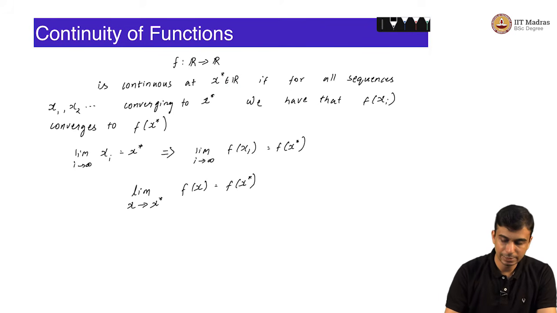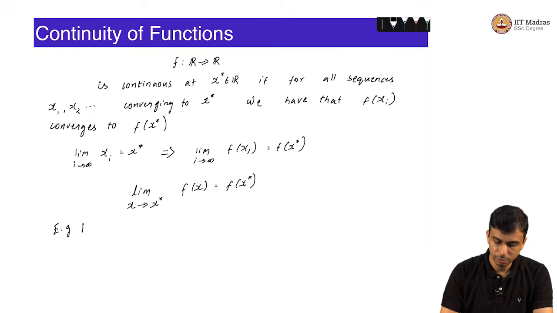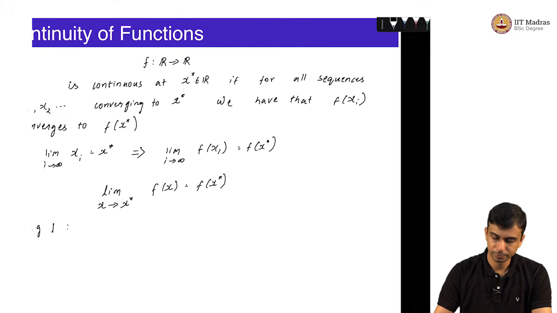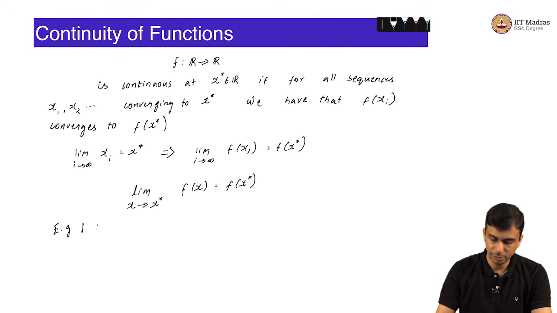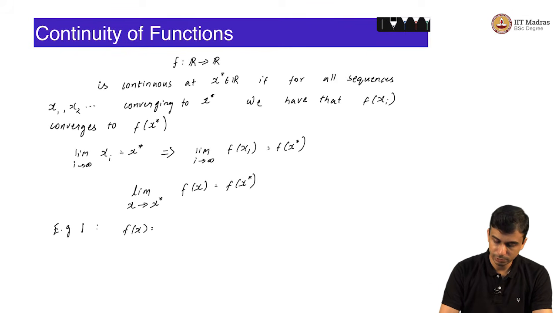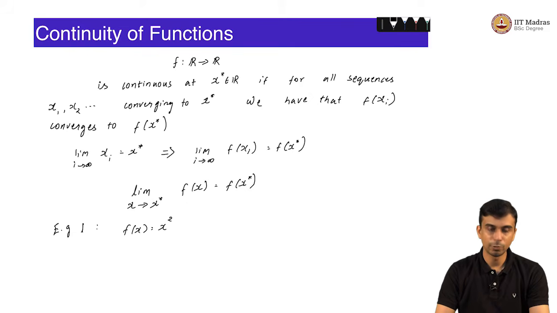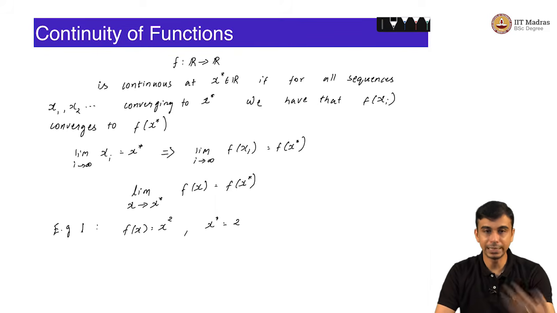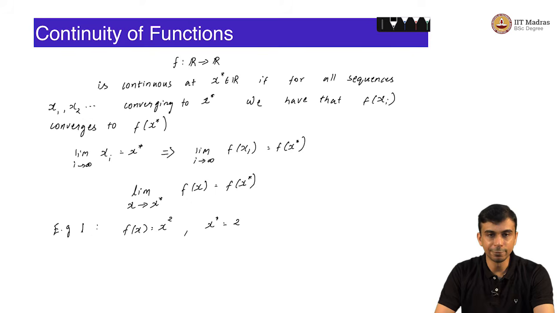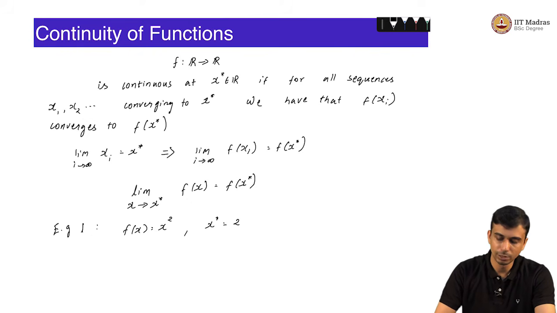Here is the first example. Let us say we have f of x is equal to x squared. We want to test whether this function f is continuous at x star is equal to 2. What does it mean to say that this function f is continuous at x star is equal to 2? It means that give me any sequence that converges to 2, the f of that sequence should converge to f of 2.